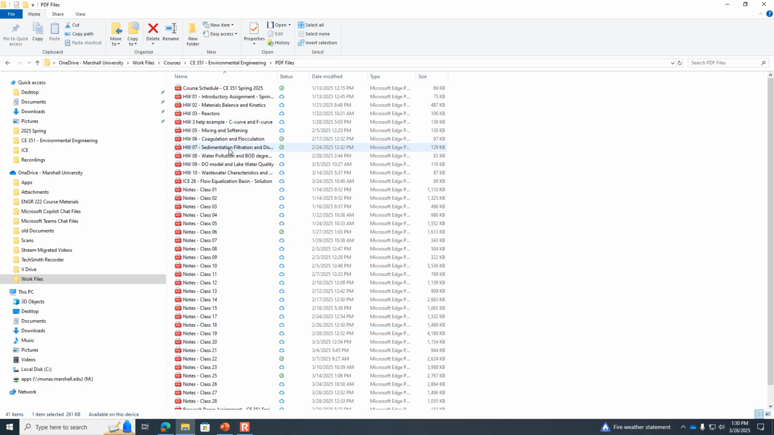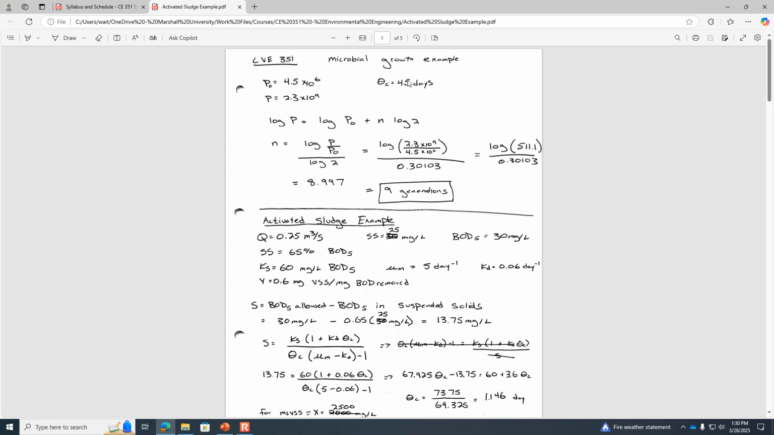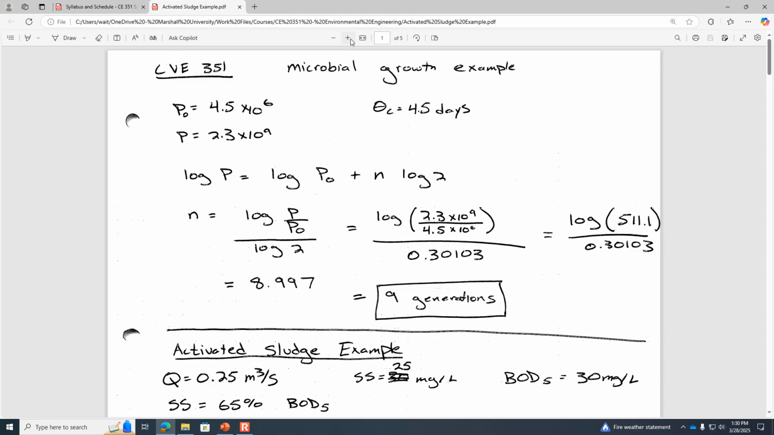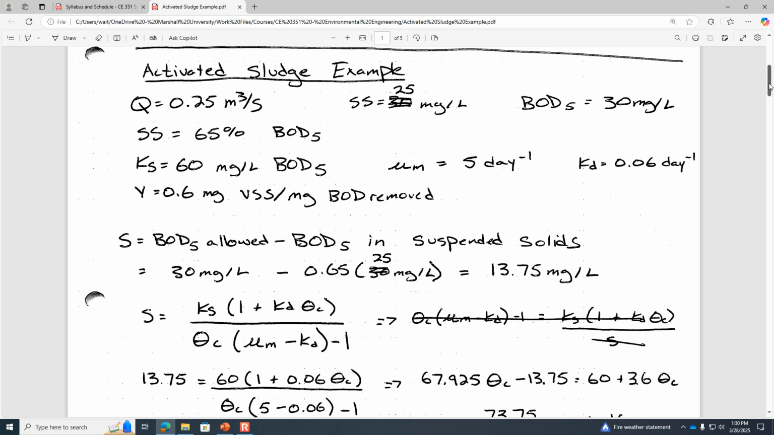So let me bring up this example for the benefit of people who aren't here today. I heard, by the way, that the Marshall team won the environmental contest at the Virginia symposium, so that's good.